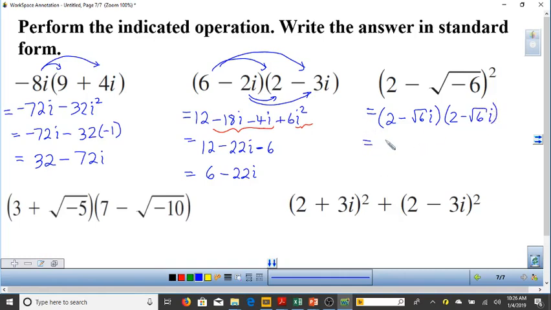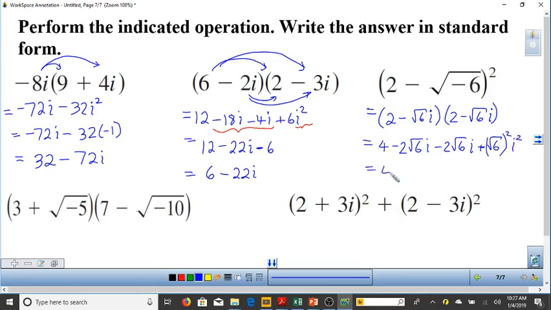I do the distributive property. 2 multiplied by 2 is 4. 2 multiplied by negative square root 6 is negative 2 square root 6, and then, of course, the i. And then negative square root 6i times 2 is another negative 2 square root 6 times i. And then negative square root 6 times negative square root 6 is positive square root of 6 squared, and that's times i squared.